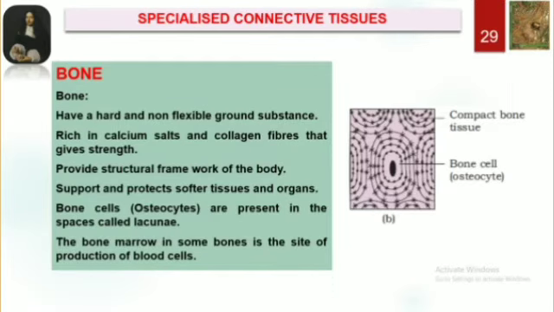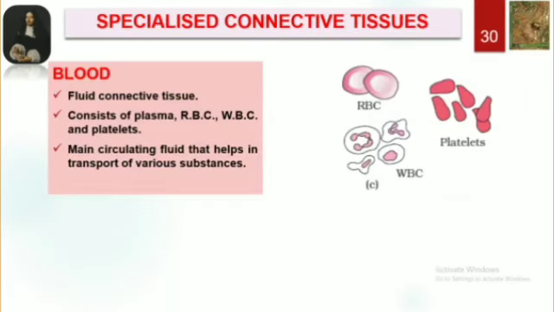Bone. Bone has a hard and non-flexible ground substance, rich in calcium salt and collagen fiber that gives it strength. It provides structural framework of the body, supports and protects softer tissues and organs. The bone cells are called osteocytes, and they are present in specialized spaces called lacunae. In the center, there is a canal called the Haversian canal. The Haversian canal of a bone osteocyte is connected to another canal by Volkmann canal. So, this is a characteristic feature of bone. In some long bones, bone marrow is present, which is the site of production of blood cells.